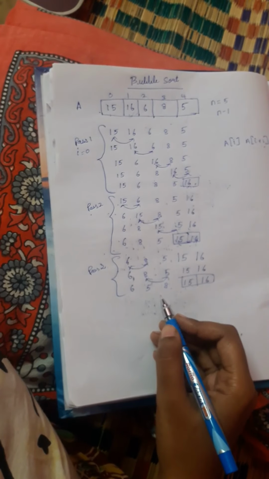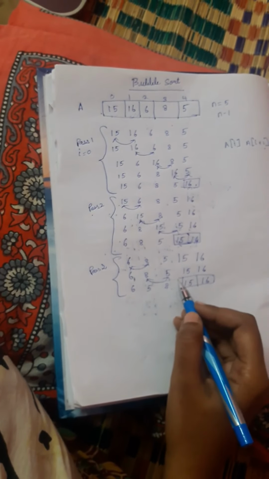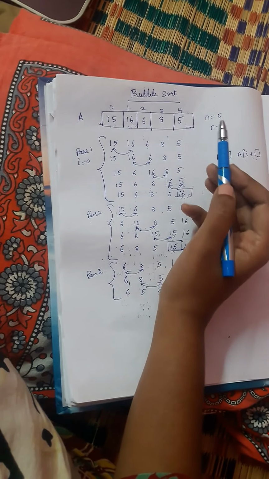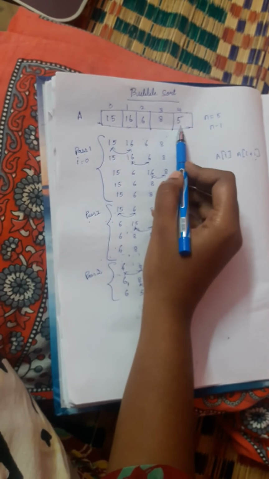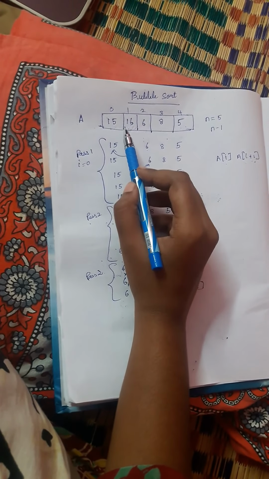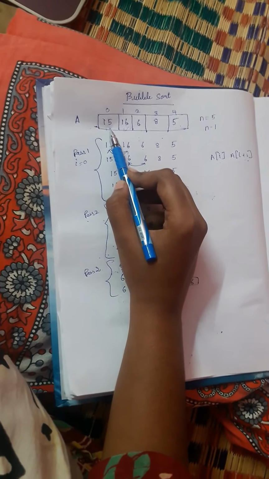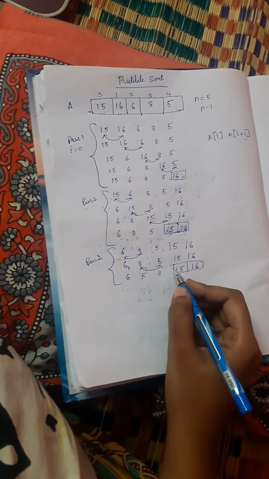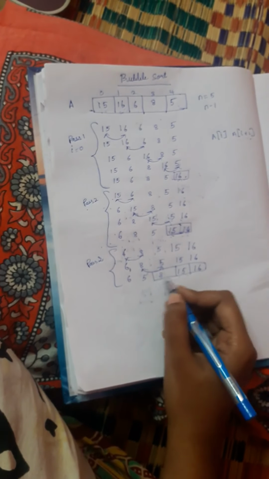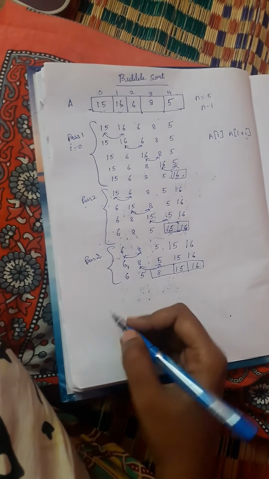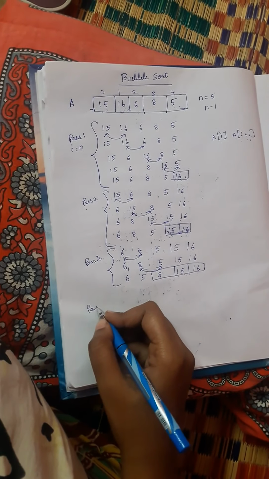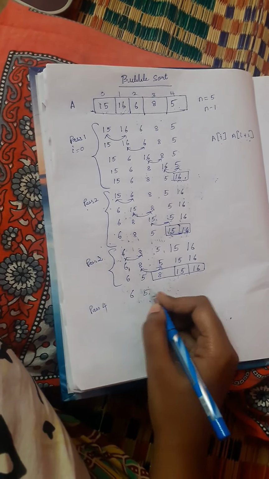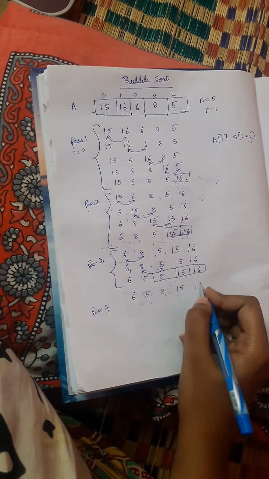Now in pass 3, see this array: which element is the third largest one in this array? 16 was the first largest element, 15 was the second largest element, 8 was the third largest element. So in this array the third largest element is put in its correct position. Okay, now we are going to enter into our pass 4. In pass 4 we write the same elements: 6, 5, 8, 15 and 16.